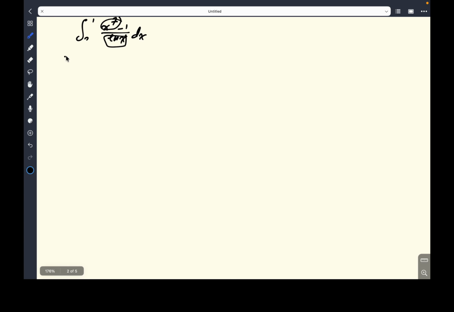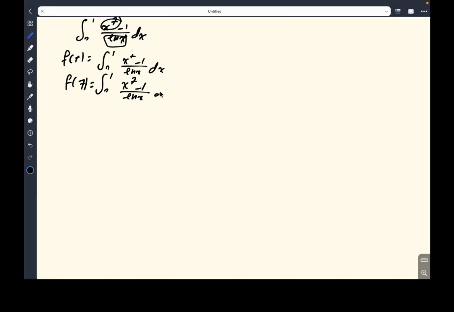So what I'm going to do is define f of t to be the integral from 0 to 1 of x to the t minus 1 over ln x dx, and if I find f of 7, the integral from 0 to 1 of x to the 7 minus 1 over ln x dx, I'm going to find my integral. So my goal is f of 7.